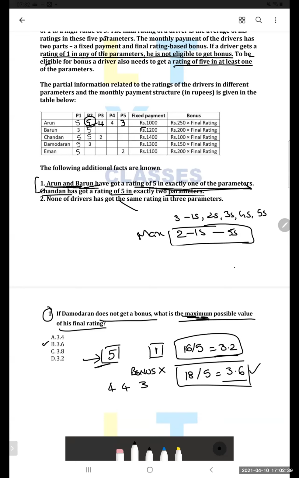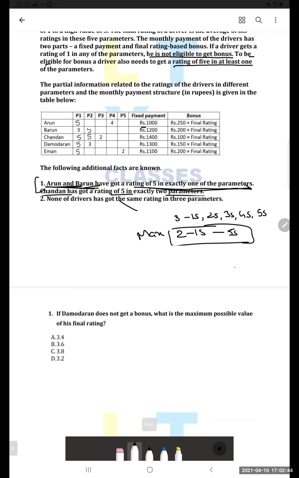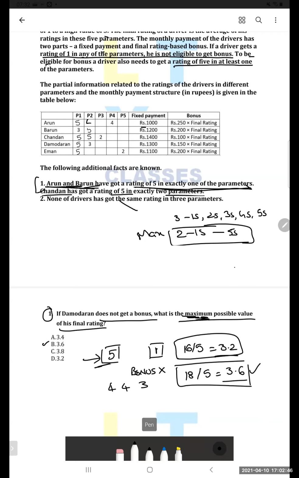No, sir. So the ratings of 5, 4, 3 is wrong. What can I give him then? 4, 4, 3, 3. Correct? Okay. So that's the reason, guys.